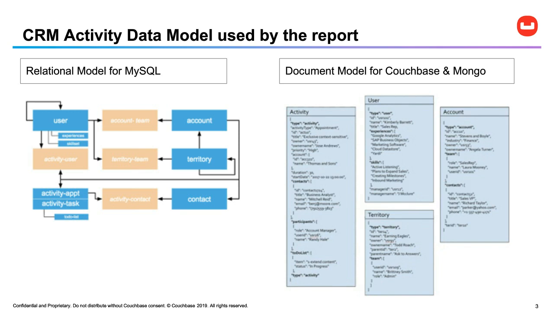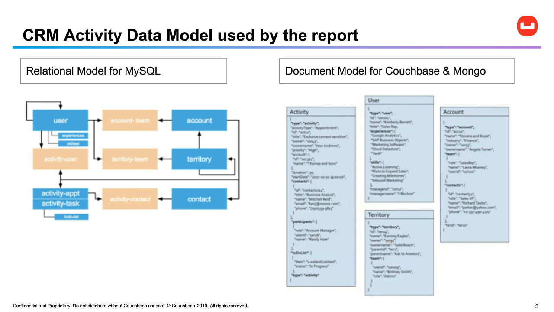This is an example of that model, basically the relational model on the left here. At the same time, basically the same model is translated to the document model, which will be used by Couchbase and also MongoDB. So that's for the different test scenarios.